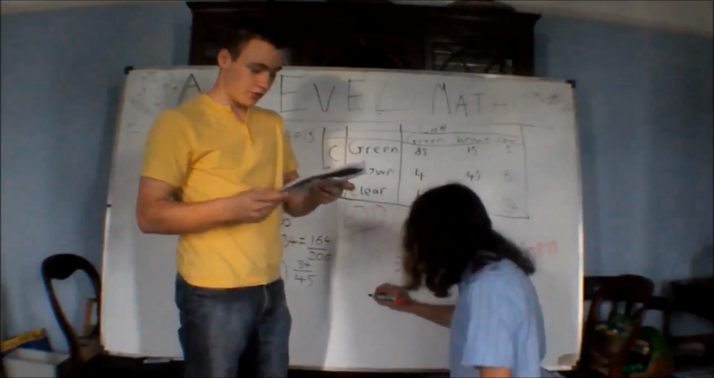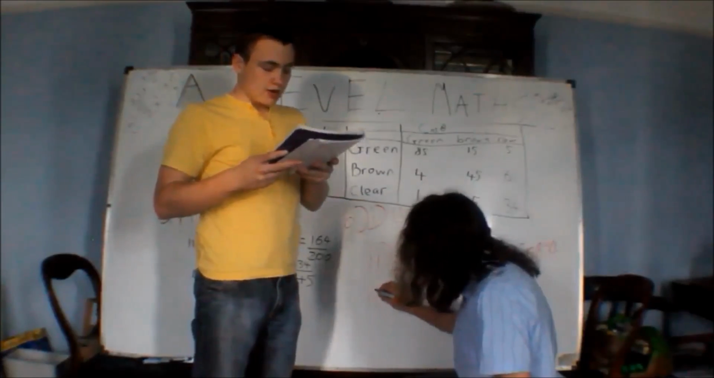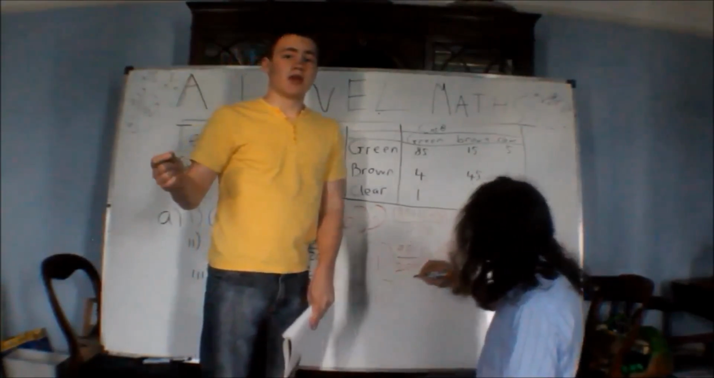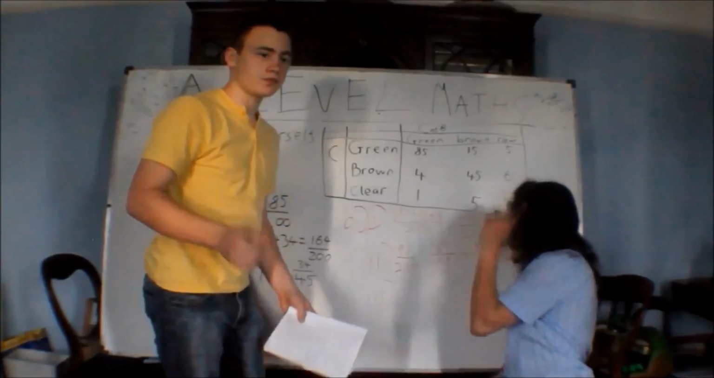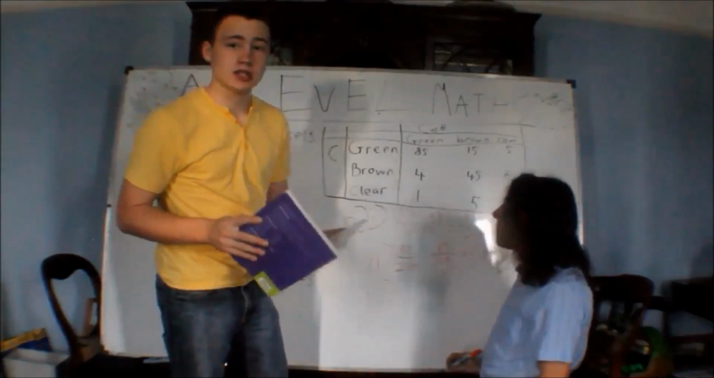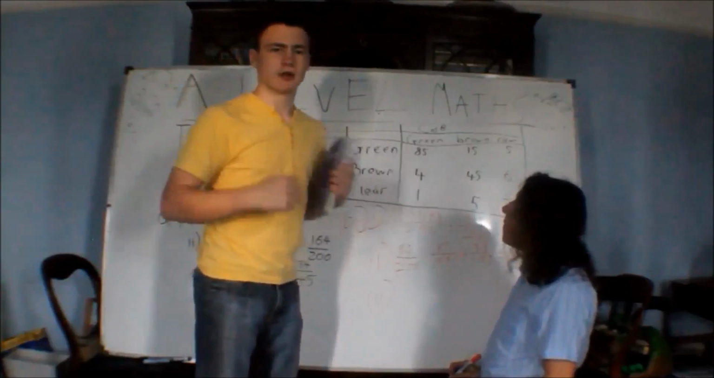Now, part 3 is that 2 are green and then 1 is brown. Now, this question is a particularly tricky one in terms of getting your head around what it's asking.